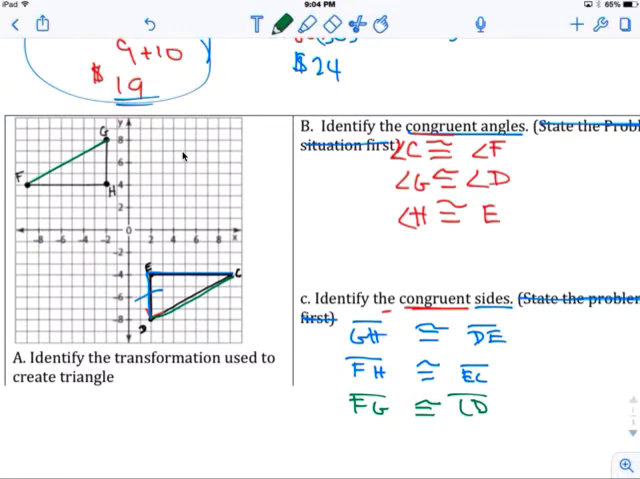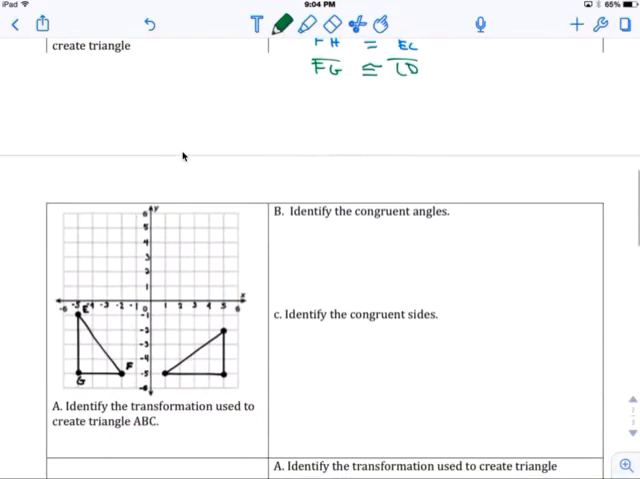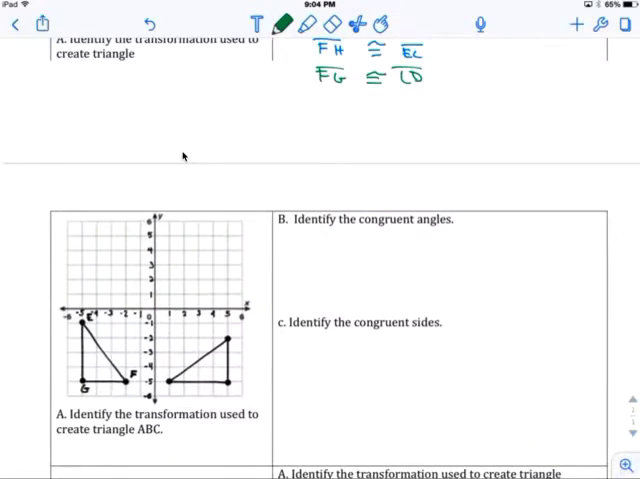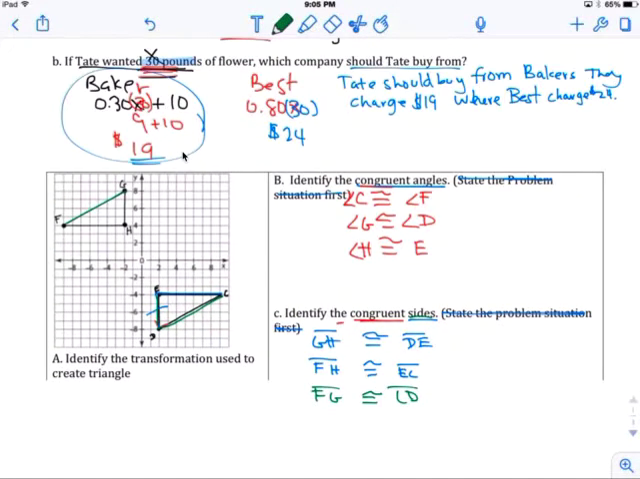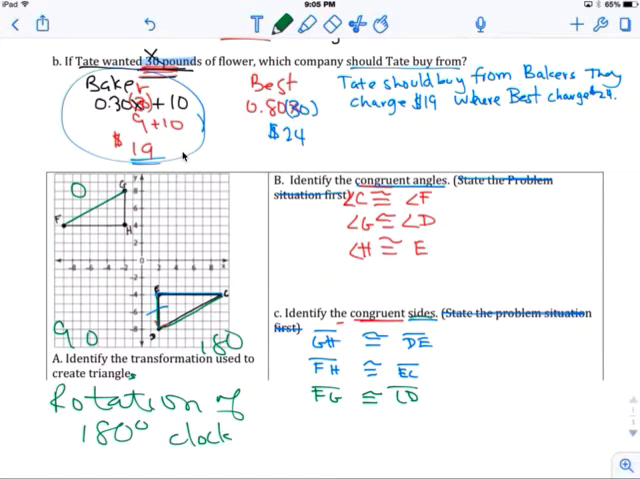Line segment. This is the side, remember, and the angle. Okay, again the same. Did it ask? Identify the transformation to create the triangles. So here's 0. Go from here to 0, 90, 180 degrees. It's a rotation of 180 degrees clockwise or counterclockwise. Let's go clockwise. It's still 0, 90, 180.